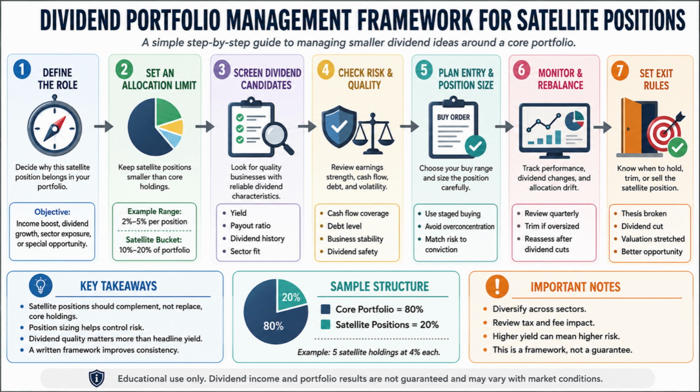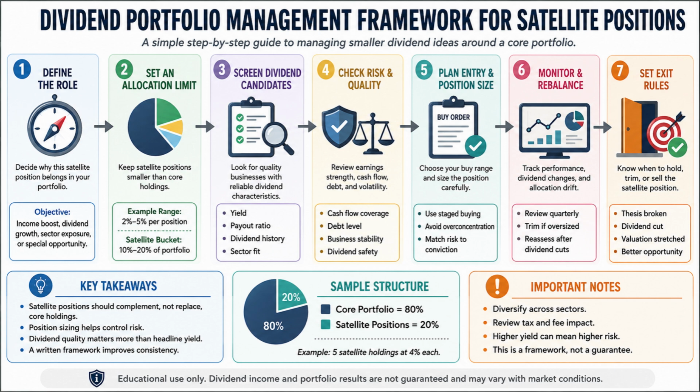Now, you plan the entry and position size. Instead of buying all at once without a plan, choose a reasonable buy range and decide how large the position should become. Staged buying can help reduce timing risk. Also, avoid over-concentration and match the position size with your confidence level. The more uncertain the idea, the smaller the position should usually be.